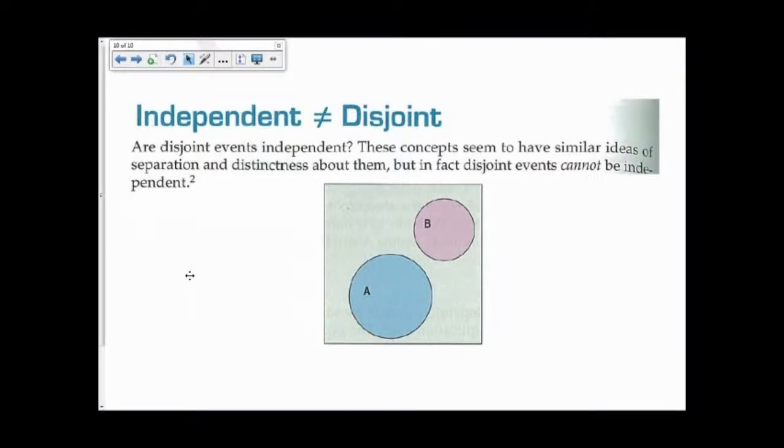Now one way that these two ideas are related is if I know that A and B are disjoint, then they cannot be independent. Because if I know that B has occurred, that changes my probability that A has occurred. If I know that B occurred, I know that A has not occurred because they're disjoint. Or vice versa, if I know that A has occurred, I know that B can't occur because they're disjoint. So because my probability is changing, if they're disjoint, they can't be independent.